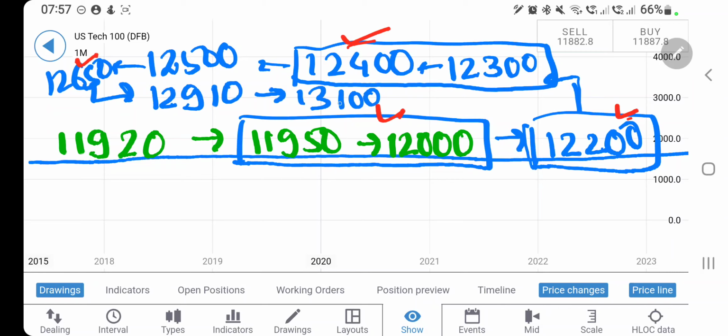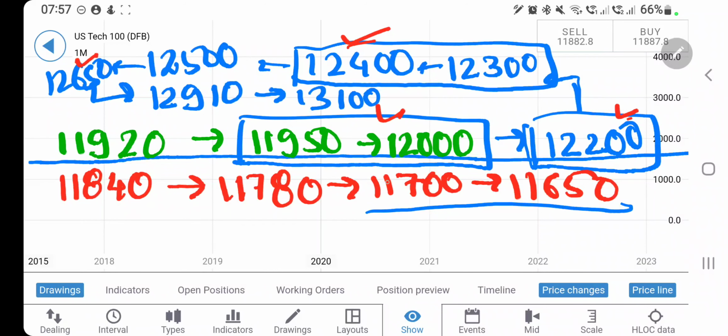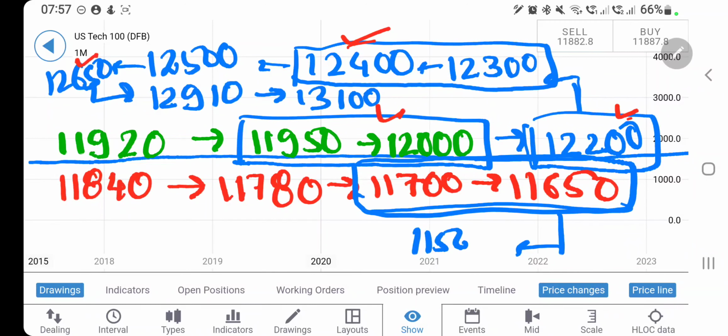On the downside, if you see it trading below 11,800, 11,840, you can go short here. 11,780, 11,700, 11,650. Be cautious and alert till 11,650 and 11,700. These are going to be very strong support zones. Below 11,650, it will try to drop sharply.